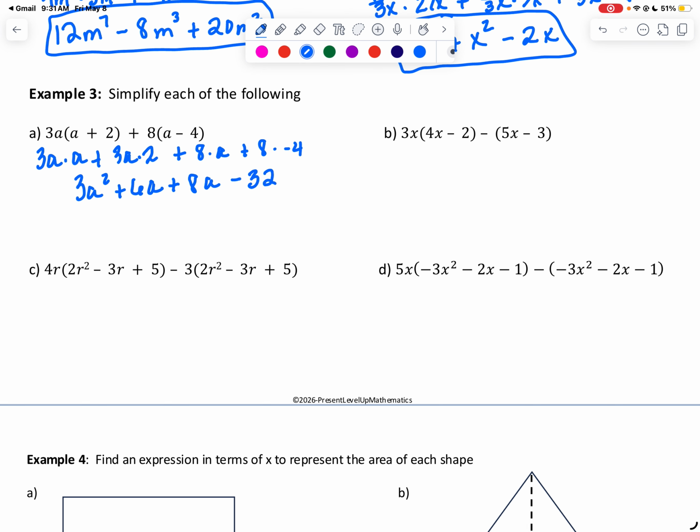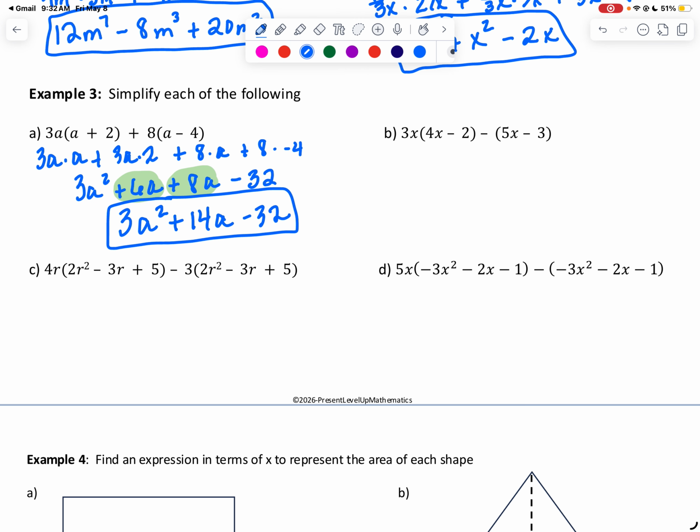Now, I want you to notice something in this problem. We have in the middle here some like terms. The reason they're like terms is because they both have an a to the 1 power. So to write my final answer, I would write 3a squared. Then I would combine the 6a with the 8a to get 14a, and then minus 32.